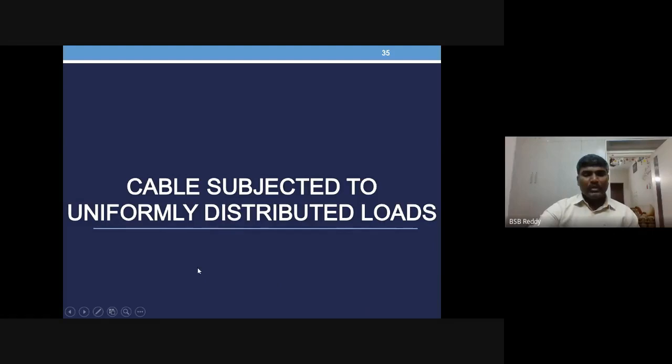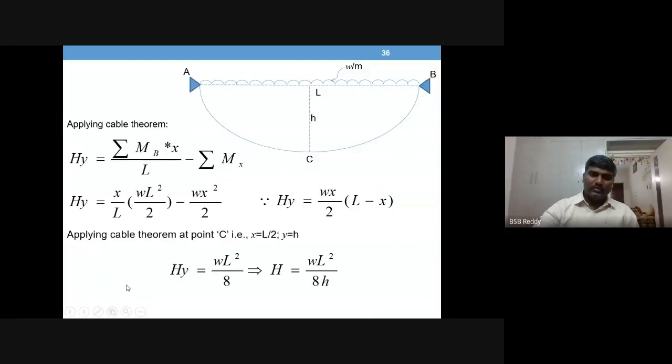Okay, right, now let us see how you solve for the unknowns in the system where the cable is subjected to uniformly distributed load, and how it is different from the earlier solution. Okay, so what happens when the cable is subjected to UDL? Right, so the cable is going to deflect in the form of a curve.